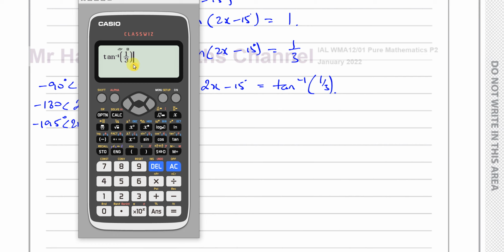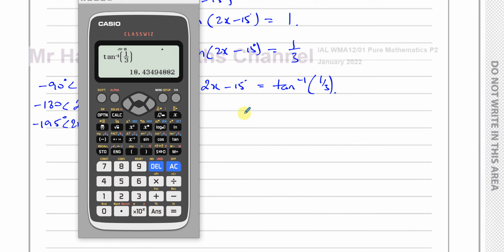Okay, I make sure I'm in degree mode. Now I'm in radian mode here, so if I press equals now, my answer will not be in degrees. So I have to change this to degree mode. I go to angle units, which is 2, change it to 1 degree. Now I'm in degree mode, so when I press equals, the calculator knows to give me the answer in degrees.